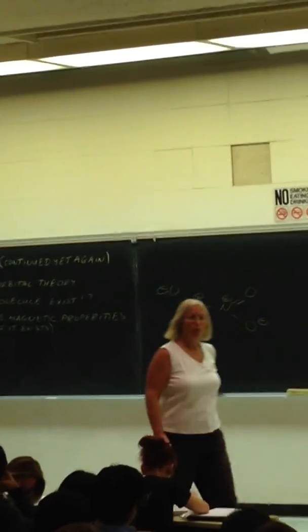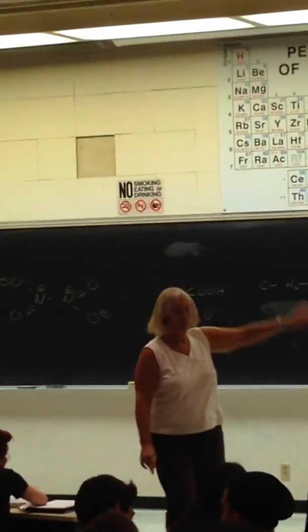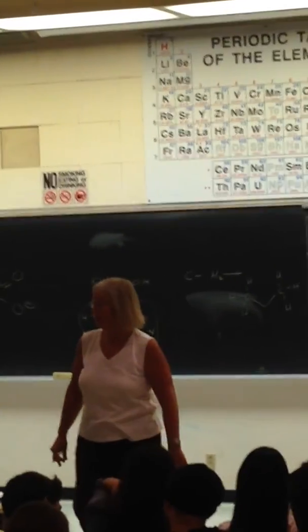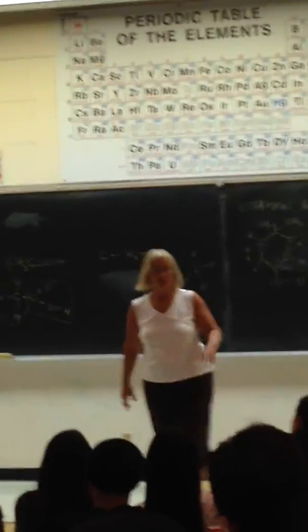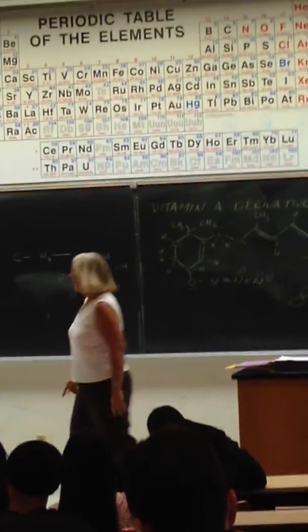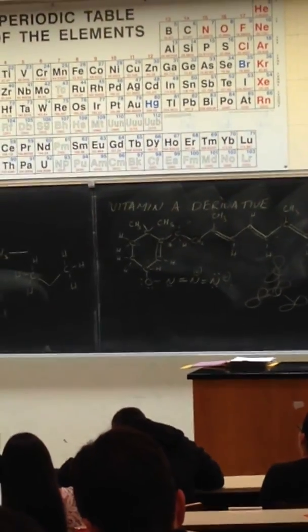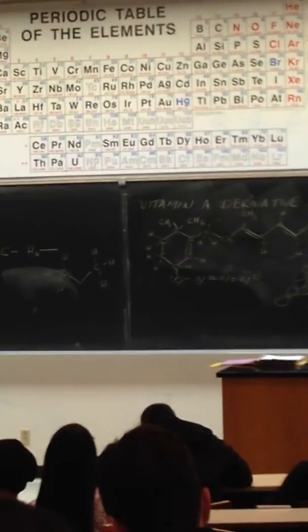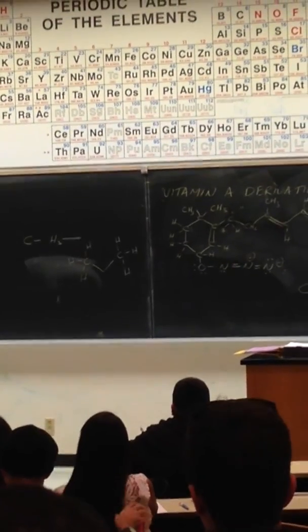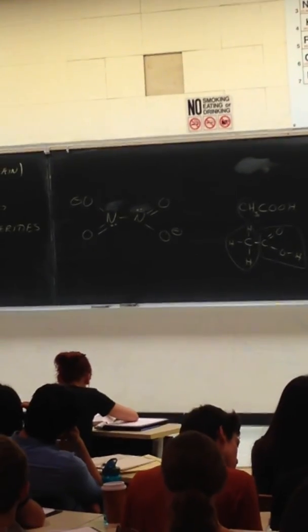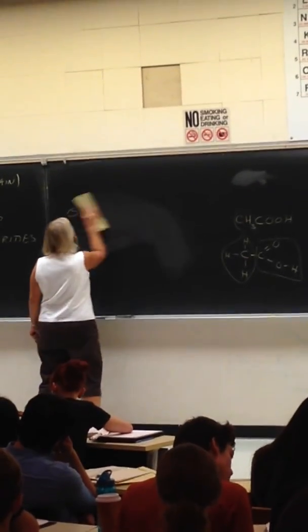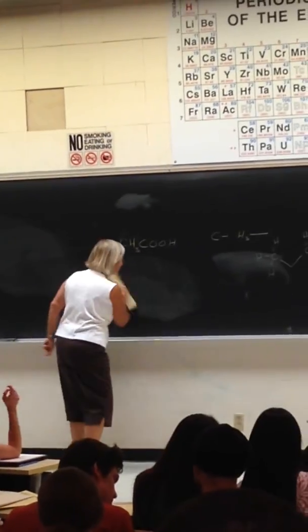Truthfully, if you can do the problems, getting over the fact that some of these solutions are incorrect, you should be able to figure out how to finish off that Lewis structure. If you think this Lewis structure looks like this, then you would get it wrong. Okay.